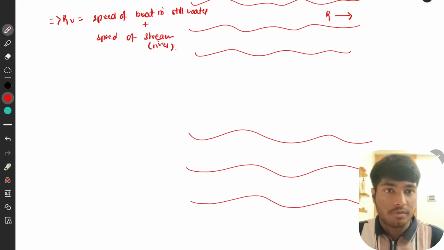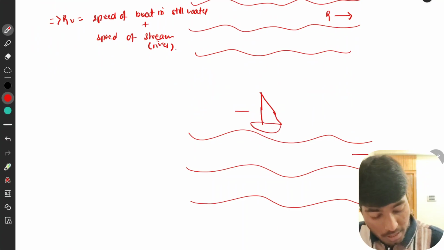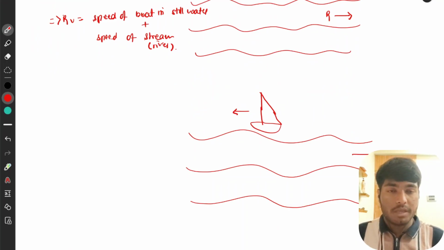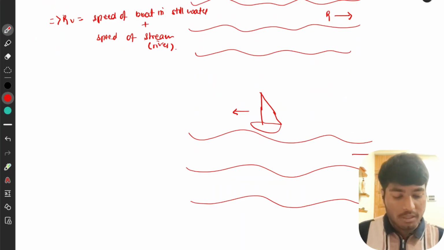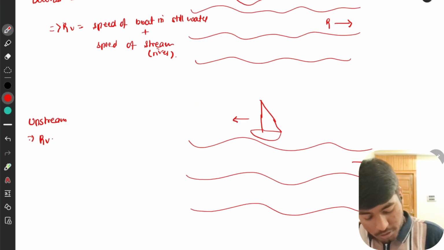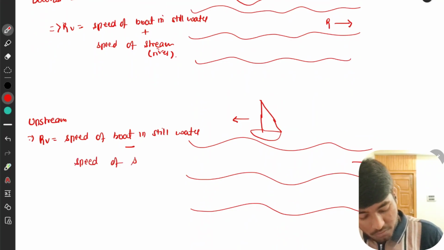Let us say that the river is moving in this direction. You are here with your boat, and you are moving against the flow of the river. Don't you find it so difficult to row the boat opposite to the flow of the river? In this particular case, this is known as upstream. Upstream means you are going against the river. So the relative velocity is equal to the speed of boat in still water, subtract the speed of stream, the speed of the river.